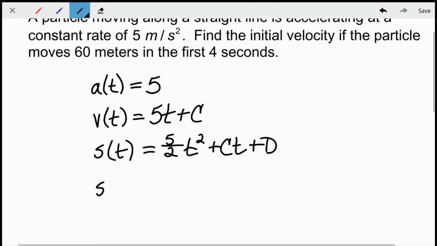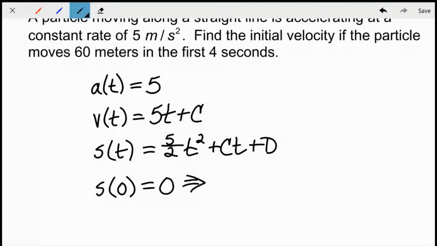So even though it's not directly stated here, I have to figure out a second point that I can use. And what we can use here is the position at time 0. So the position at time 0, we can just assume that it's 0. And if that's the case, that means that the d value also has to be 0. And now we can use the position at time 4 that we were given, and we know that it's supposed to move 60 meters in the first 4 seconds.